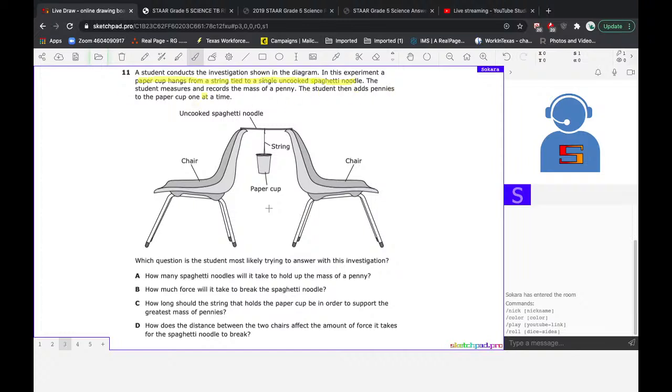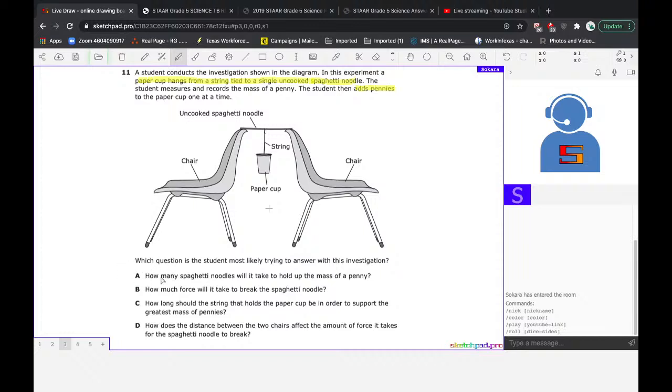The student measures and records the mass of a penny. The student then adds pennies to the paper cup one at a time. The question is asking, which question is the student most likely trying to answer with this investigation? Here's what we know: we have a student who has set up an experiment, and we want to find what question the student is trying to answer by setting up this experiment. So let's read these answer choices and see which question best fits.